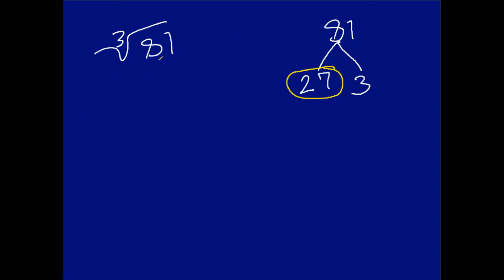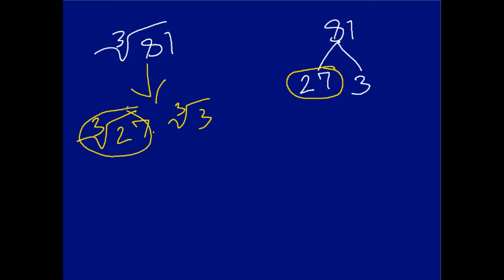So here's how it works now. We get the cube root of 27 times the cube root of 3. This simplifies to 3 times the cube root of 3. This is our answer.